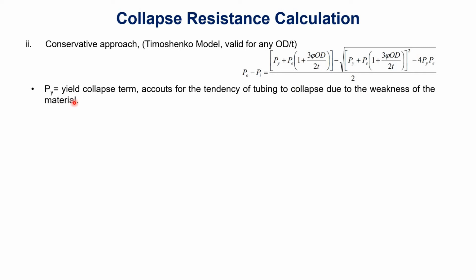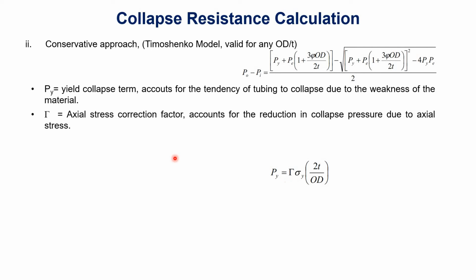Here P sub Y is yield collapse term which is used to account for the tendency of tubing to collapse due to the weakness of the material. We can calculate this P sub Y with this particular formula. P sub Y is equal to gamma sigma Y into 2T over OD. Here gamma is the axial stress correction factor which is used to account for the reduction in collapse pressure due to axial stress, and we can calculate gamma with this formula. Gamma is equal to 1 minus 3 sigma axial over 2 sigma Y whole square minus sigma axial over 2 sigma Y.